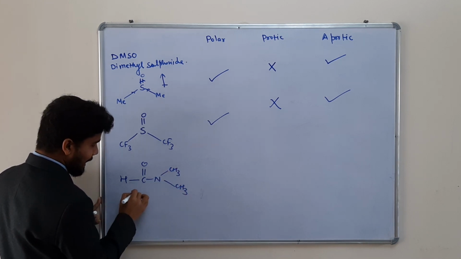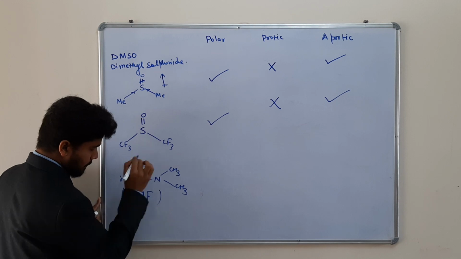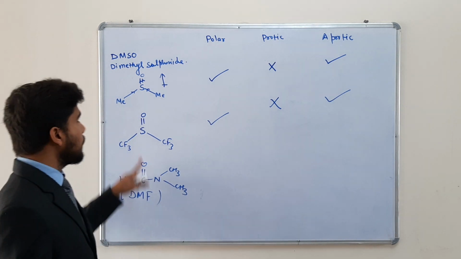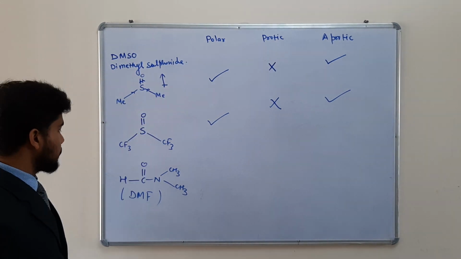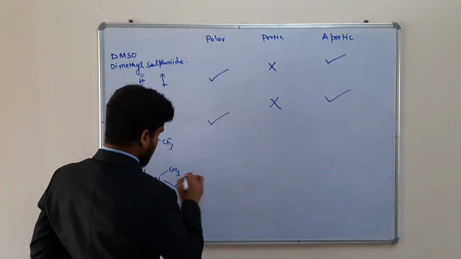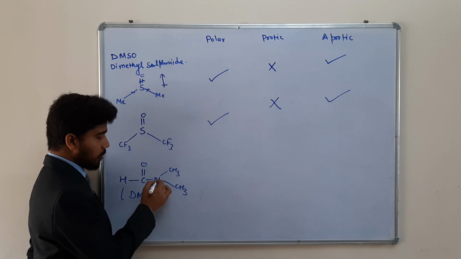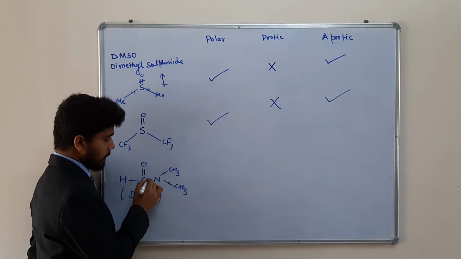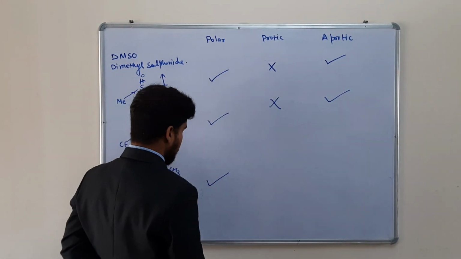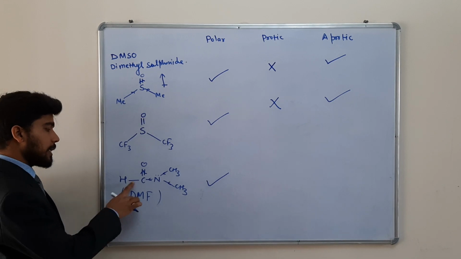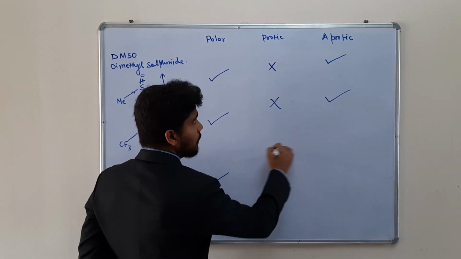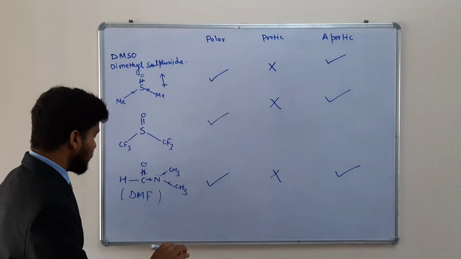Next is this compound called DMF, dimethyl formamide. Instead of sulfoxide, it will be dimethyl formamide. Is it polar? Yes, of course it is polar, because nitrogen will pull electron density in this direction and then in this direction. So it will have a net dipole moment, so it is polar. Will it be protic? No, because the hydrogen atom is only attached with carbon, which is not a highly electronegative element. So it will not be protic. It will be aprotic.